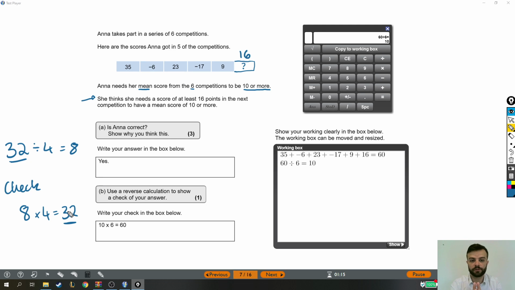So that was the mean question. We didn't actually do it using the reverse mean method. We just checked her number, which was much more straightforward. We just put her number into the average to work out whether she was right about her mean being 10 or more, and she was. And then a little reverse calculation at the end. That's the question. Hope that helps.